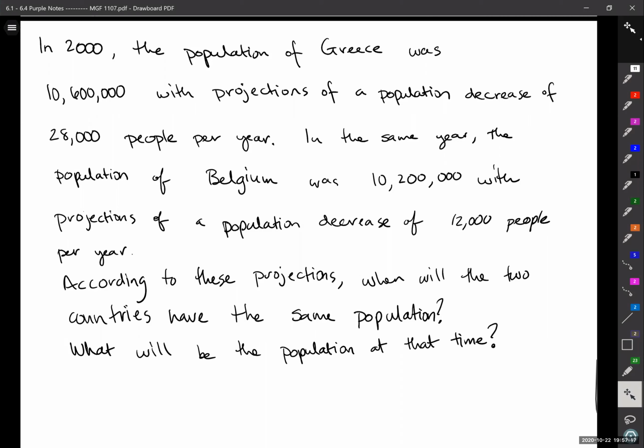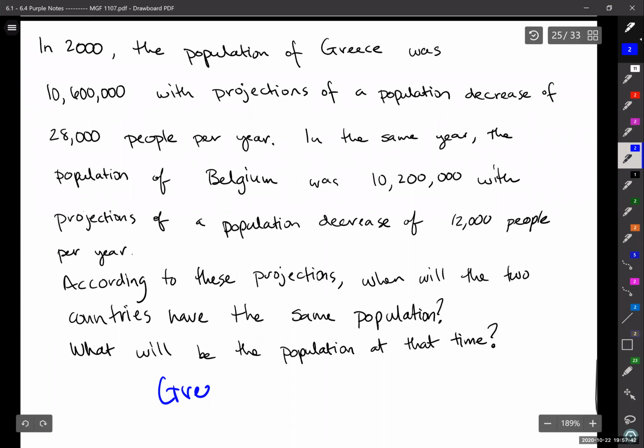Now, as we're reading through this one, would we agree what's changing is, as time is passing, the populations of Greece and Belgium are changing. And what are we looking for? We want to know when they're the same. So this is kind of like our company A, company B problem, right? We've got two different rates of change, and we want to know when the result will be equal to each other. So in words, if I could express the Greece population over time, related to our time variable, and if I could set it equal to the Belgian population, that's really what this is looking for.